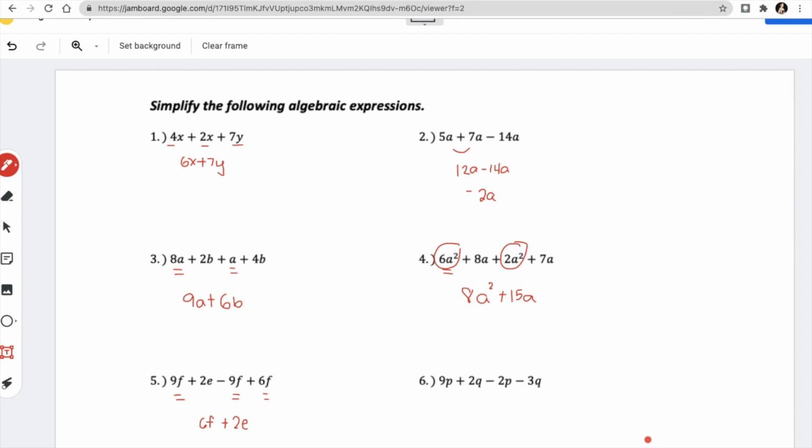For the sixth item, you have 9p plus 2q minus 2p minus 3q. The first and third terms are the same, so 9p minus 2p is 7p. Then 2q minus 3q, because 3 is bigger than 2, this one will be negative, or minus q.